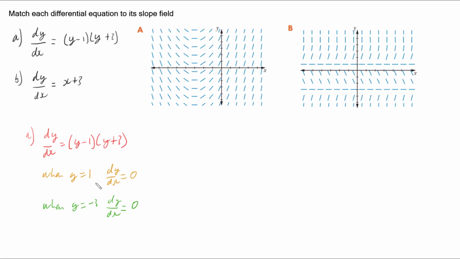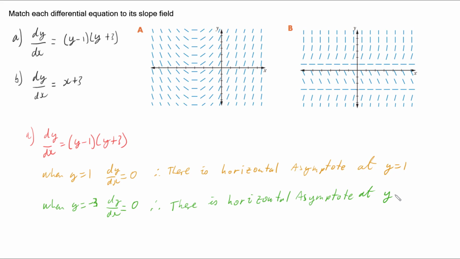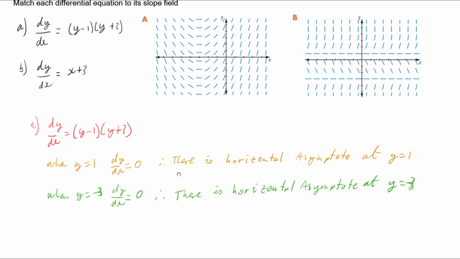And if you've got a slope of 0, that's where you've got a horizontal asymptote. So therefore there is a horizontal asymptote at y equals 1, and at y equals negative 3, there's also a horizontal asymptote. So we've got two possible horizontal asymptotes, which means we're starting to look at slope field B because we've got these two lines of 0 slope. We've just got to make sure that the general curving of the rest of the slope field matches to make sure that this is going to be our definitive answer.